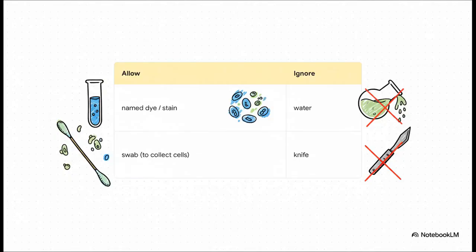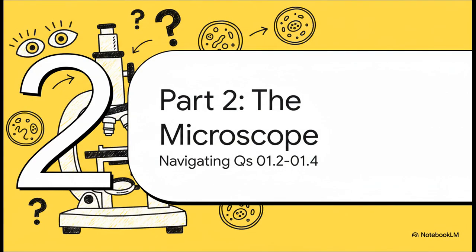But this is where we get the real inside scoop. The examiner is also given these specific notes. They can allow you to name a specific dye, like methylene blue, or even mention using a swab. But they are told to ignore an answer like water, which is kind of irrelevant, or knife, which is way too vague. The big takeaway here? Precision really matters. Okay, let's move on to part 2, where we're going to focus on the microscope itself.